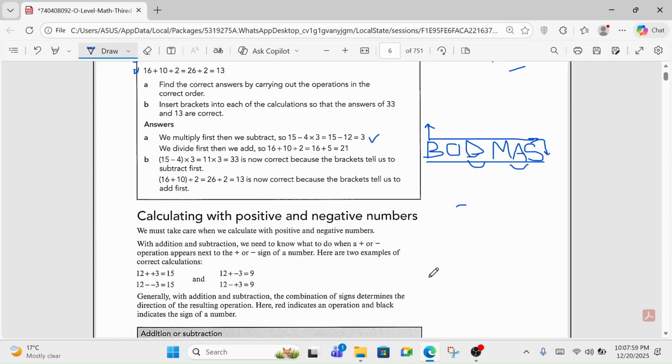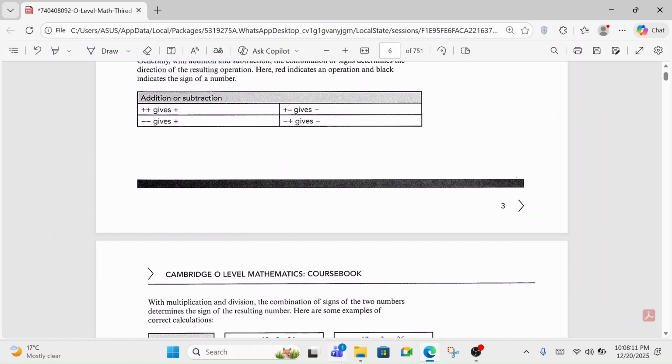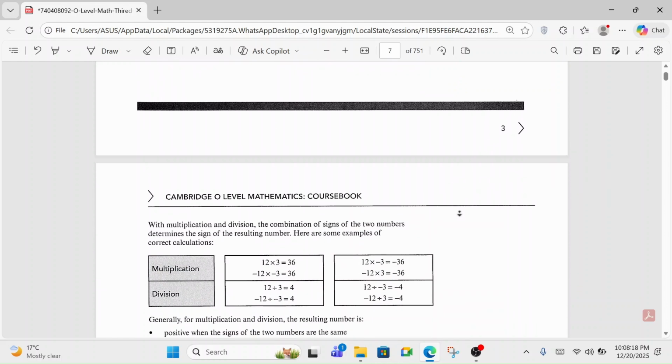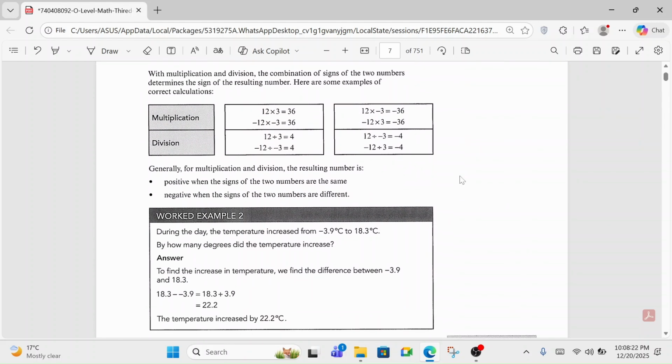Calculating with positive and negative numbers. Very self-explanatory, no need to get into detail for this. You can pause the video and check this part if you need to. Multiplication and division.